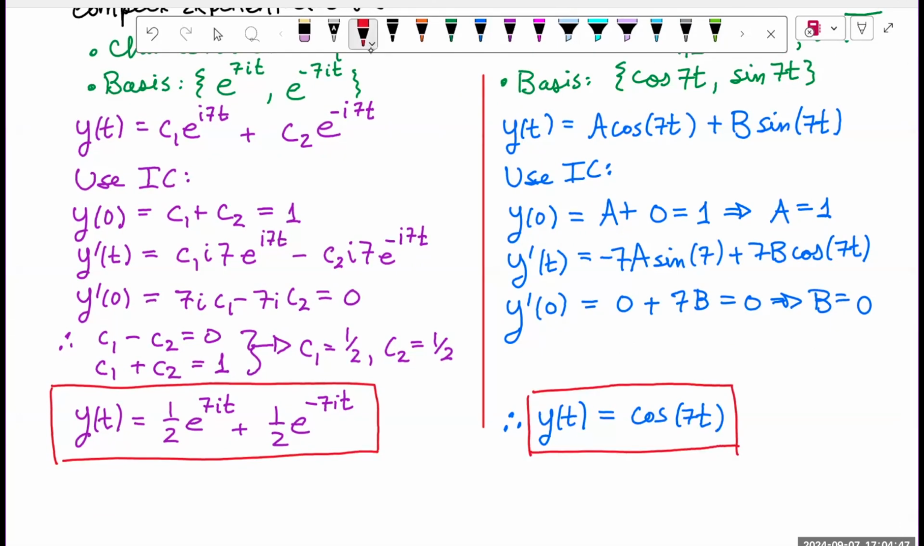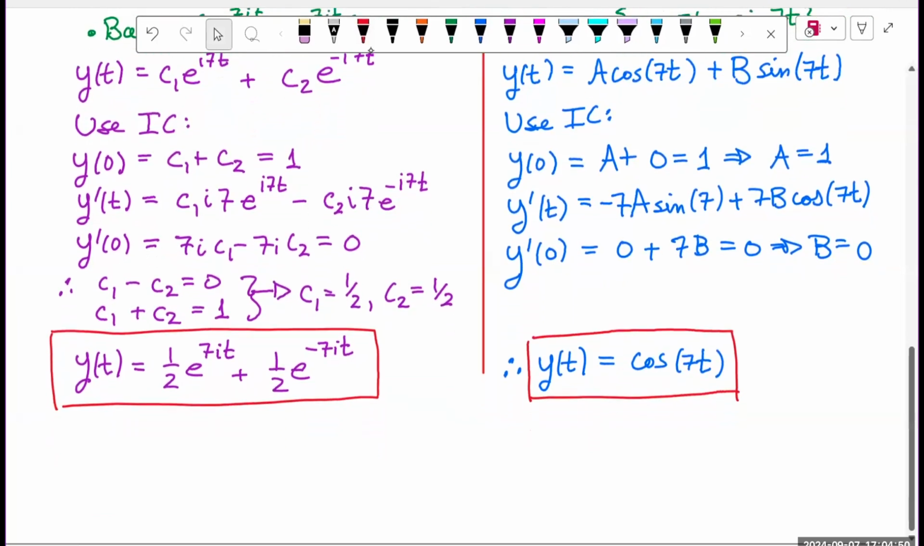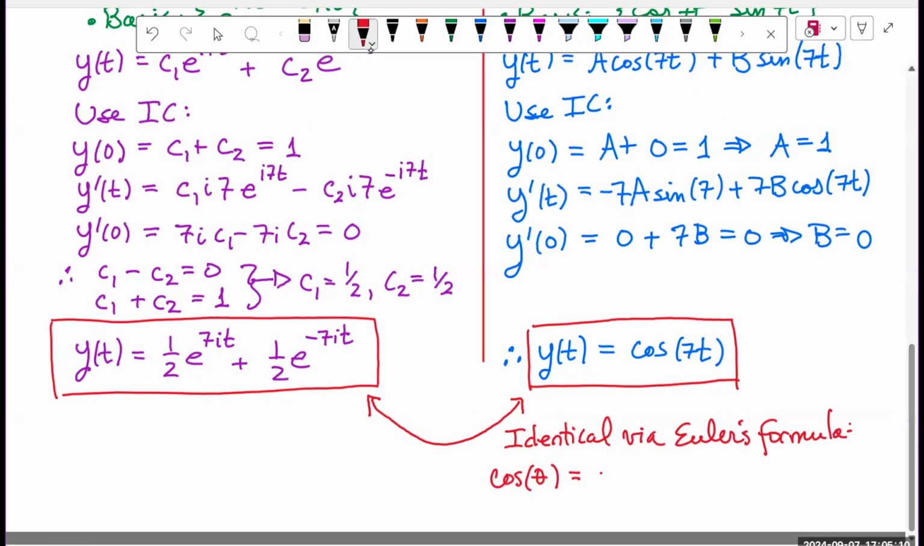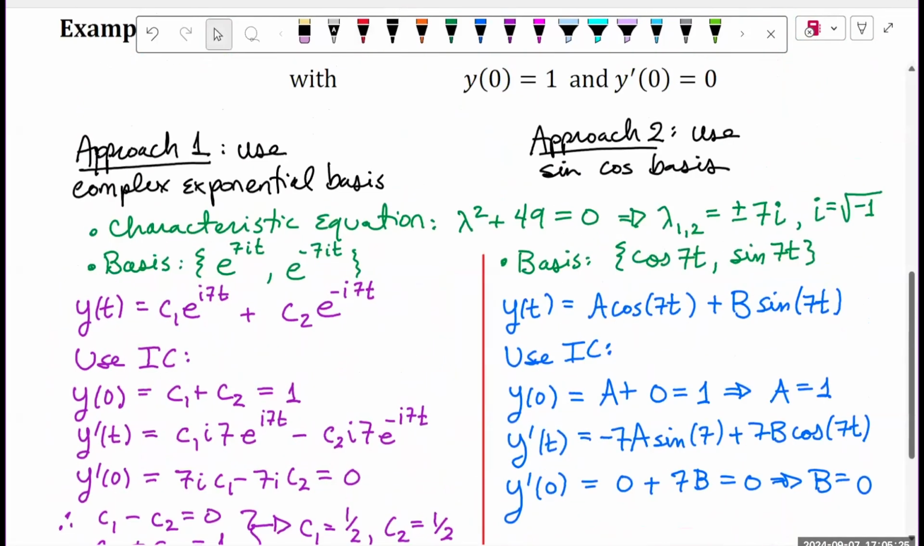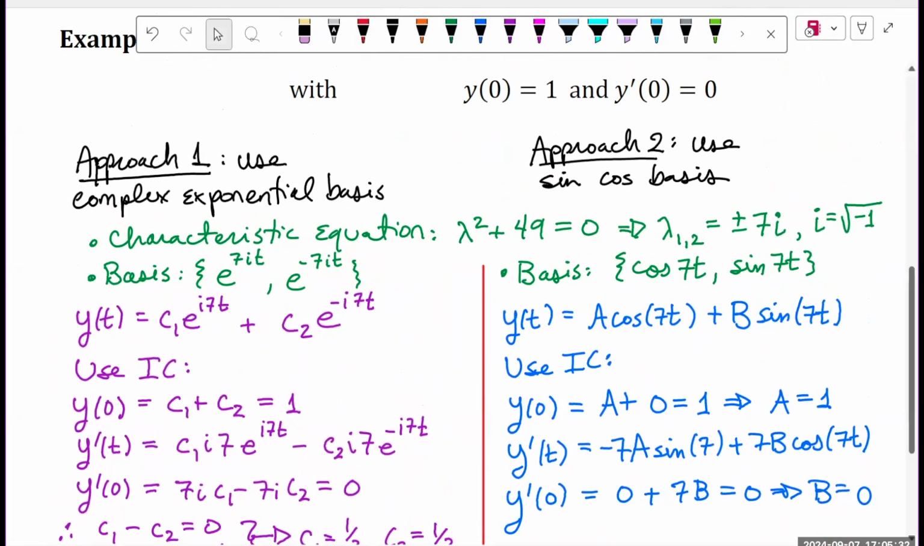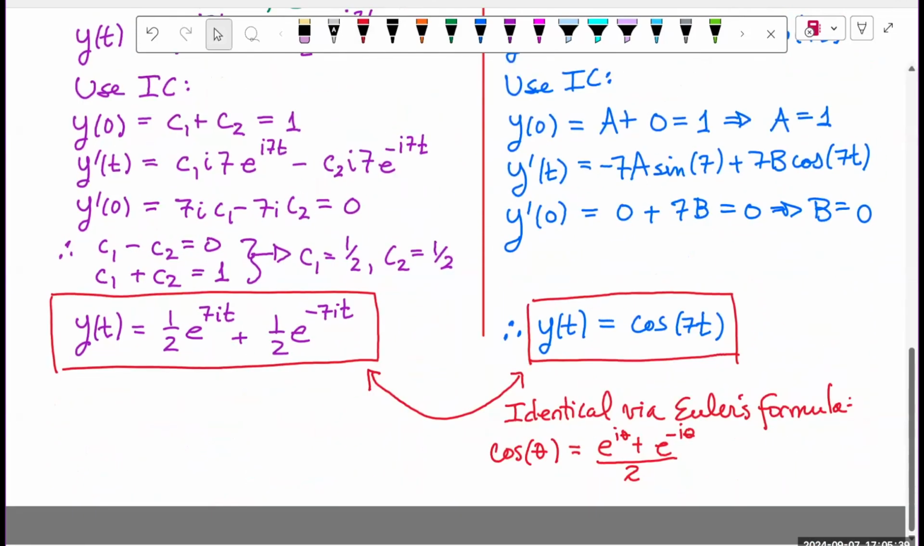It looks like we came up with two different solutions, but in fact, these two solutions are identical via Euler's formula, where cosine theta equals e to the i theta plus e to the minus i theta over 2. Whether or not you use the complex exponential basis or the sine cosine basis is up to you, unless of course you're asked specifically to use one or the other. Let's go to the next page and look at what happens when we add back damping.